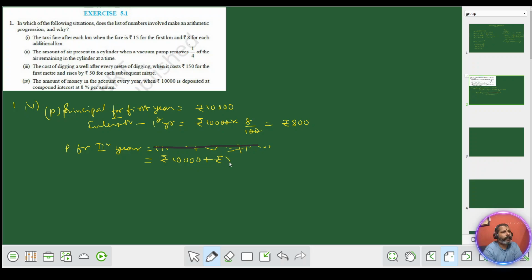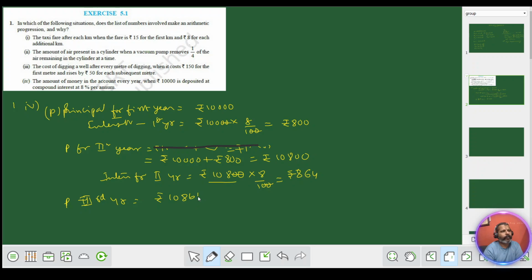So similarly, interest for the second year, how much? 10,800 into 8 by 100, means 8%, right? How much does it come to? 8 eights are 64, 8 ones are 8. This is the interest, 864. Similarly, principal for the third year is 10,000 plus 864, which becomes 10,864.